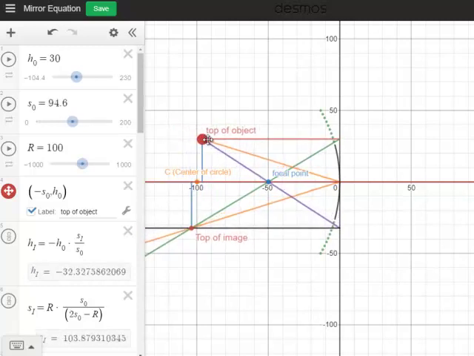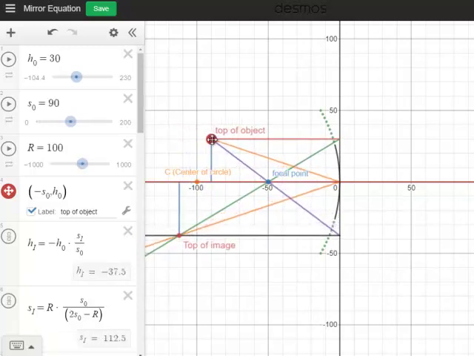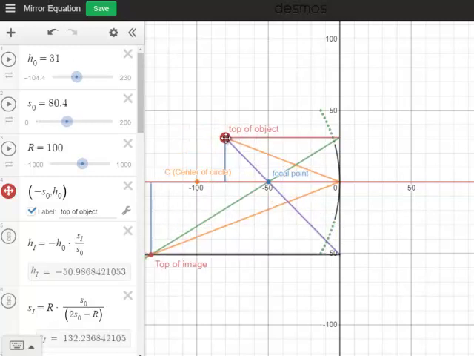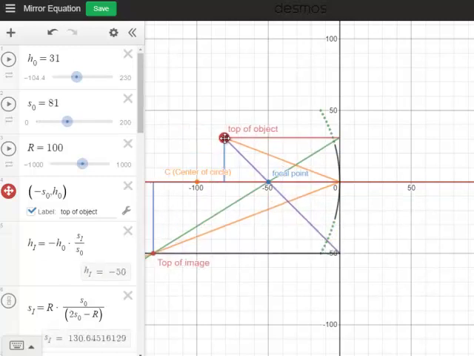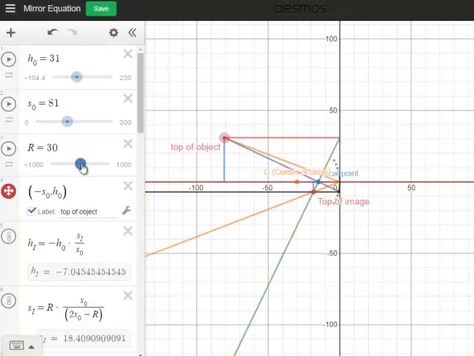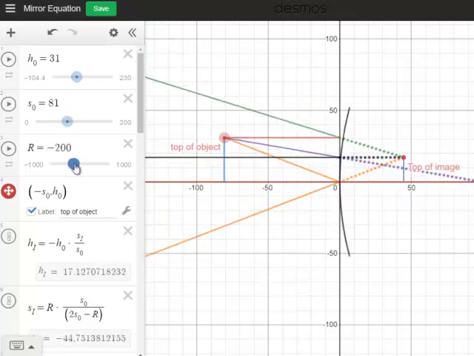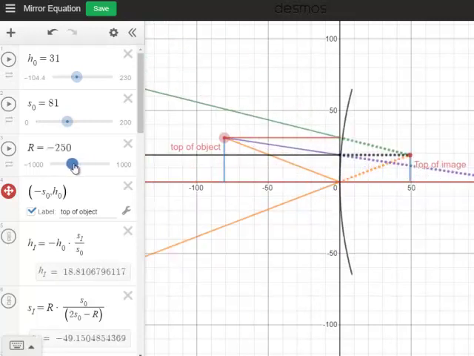And again, we would come up with correct numbers. So for example, we would have a focal length of 50 centimeters, 1 over 50 minus 1 over 81. And when you plug that in, apparently you come up with 1 over 130. This can be made into a convex mirror. There it is.